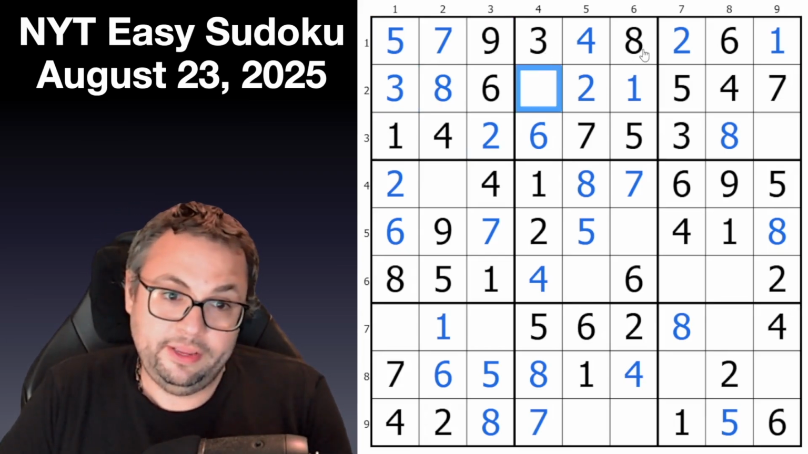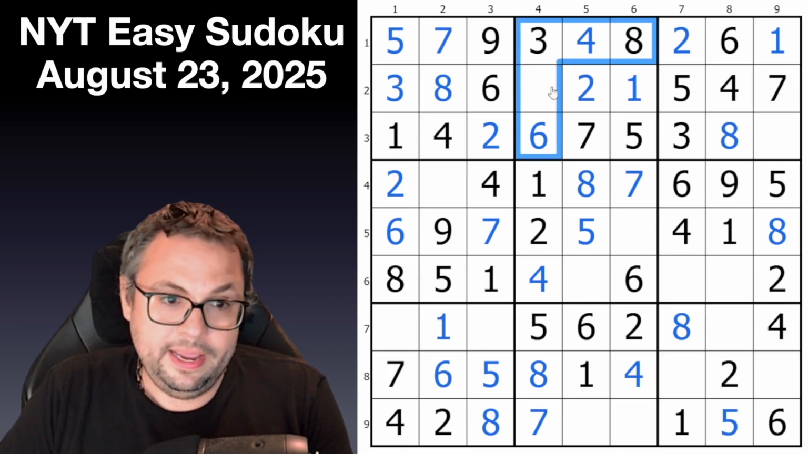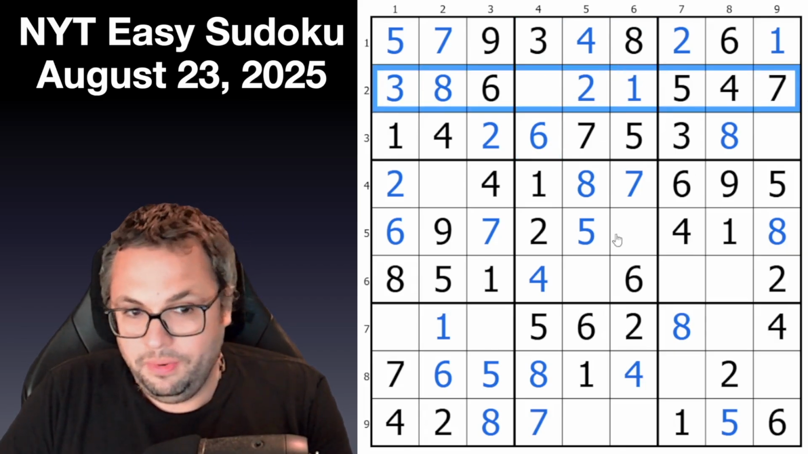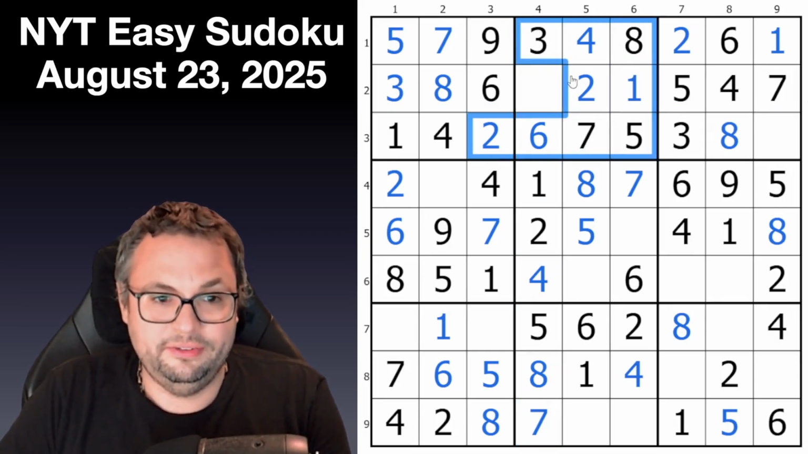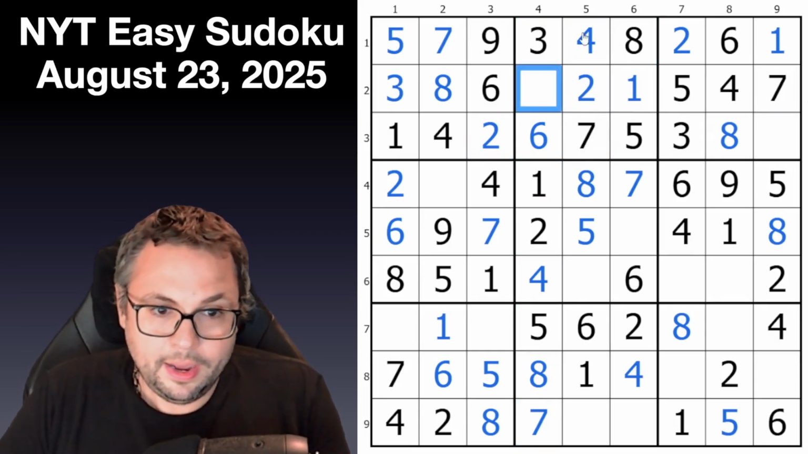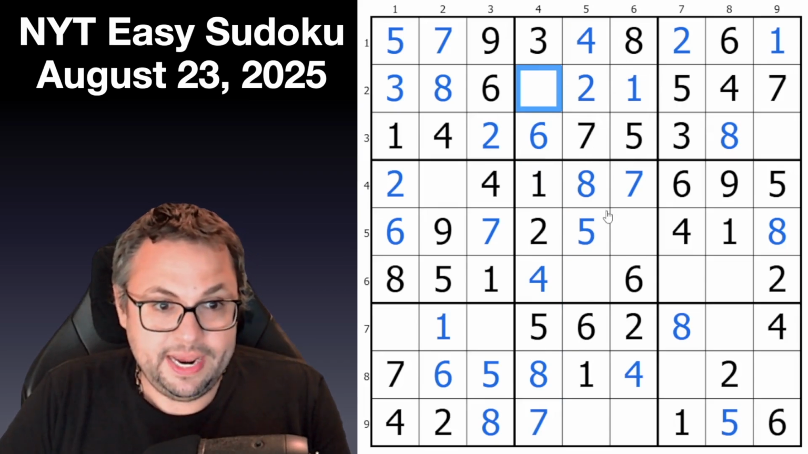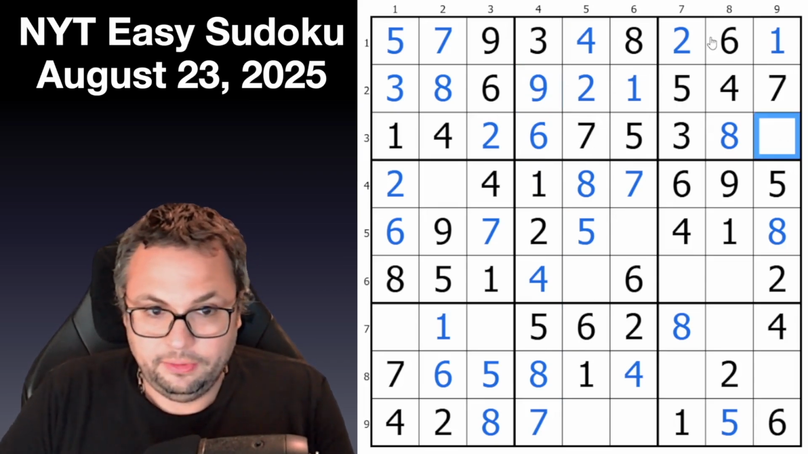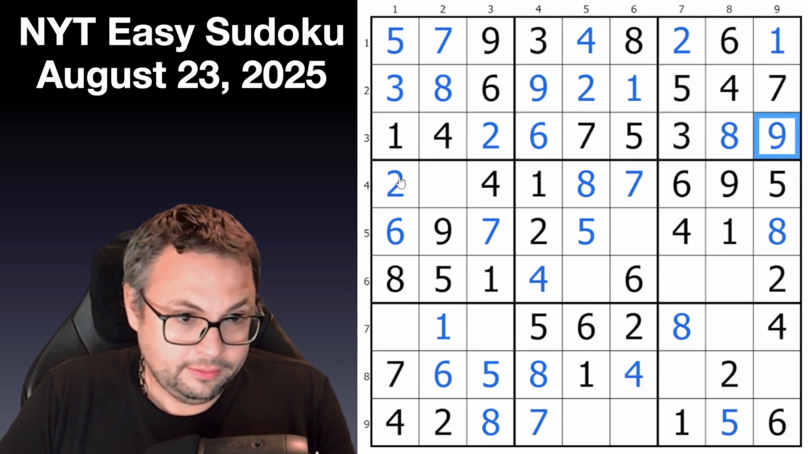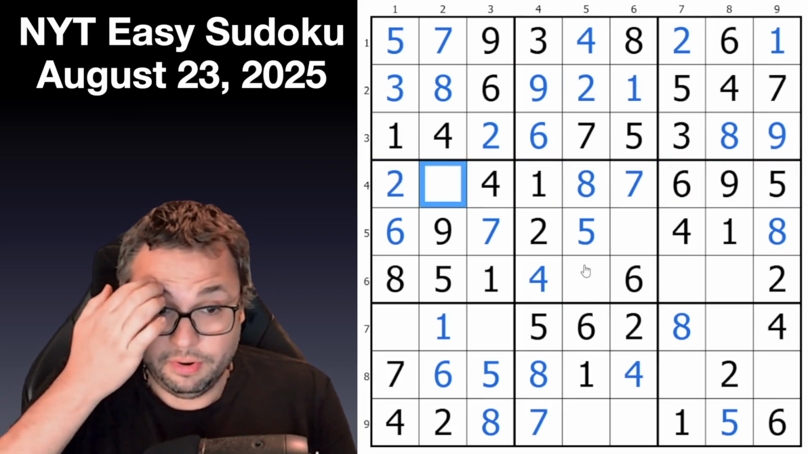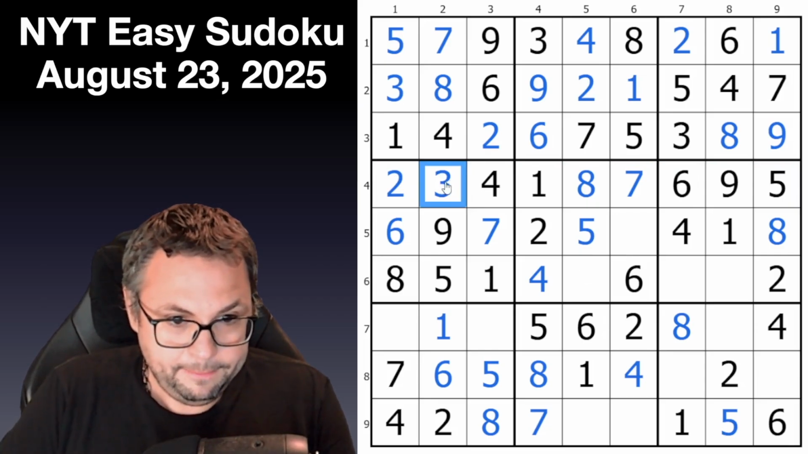Here, this one actually is a naked single in every possible way. In its row, it's the only digit left. In its column, it's the only digit left. And in the box, it's the only digit left. So 1, 2, 3, 4, 5, 6, 7, 8, and that's a 9. 2, 3, 4, 5, 6, 7, 8, and 9. Let's see. Okay, this is a naked single in the row, so it's a 3.